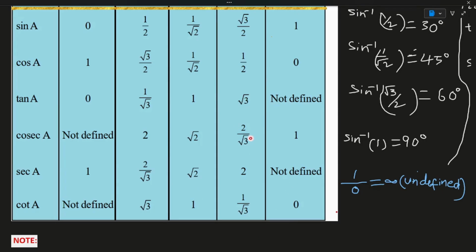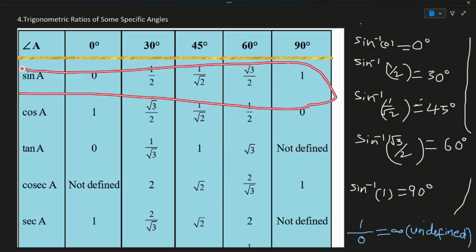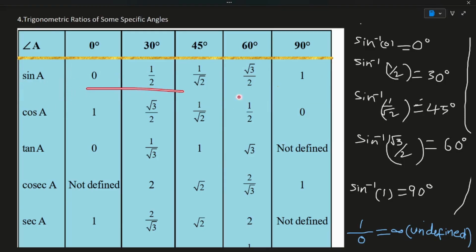Means numerator became the denominator, denominator became the numerator. Why? Because they are reciprocal with each other. So in this manner, we can easily find out the ratios of different trigonometric functions at different angles. The trick to remember is you have to remember the sin A values. For the cos A, the same values got reversed.